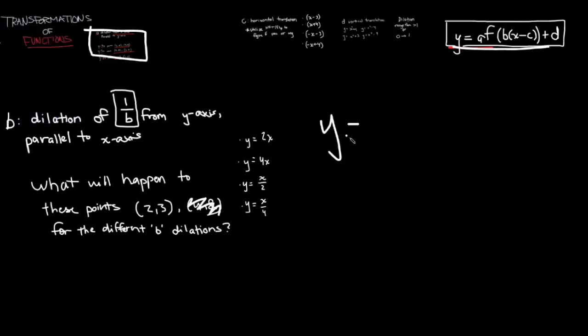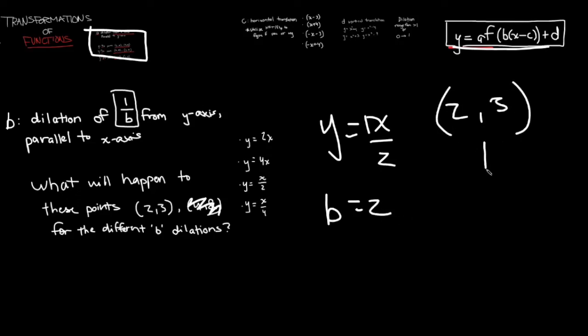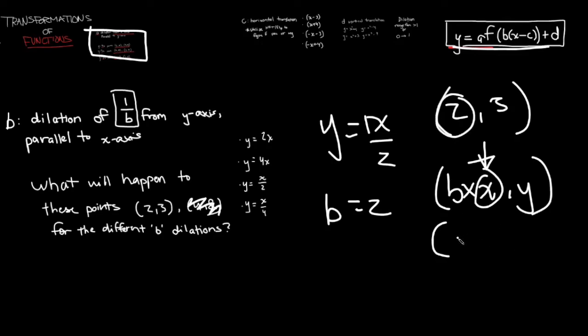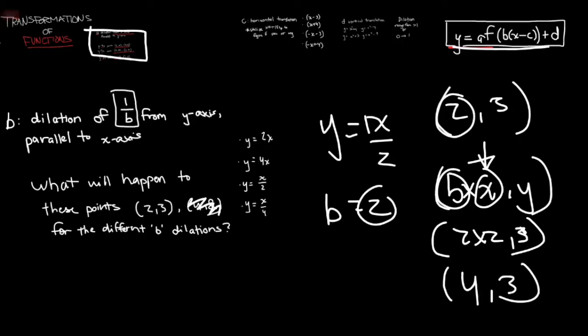So let's do y is equal to x over 2. We identified that after putting 1 over 2 is equal to 1 over b, we found that b is equal to 2. Therefore, 2 and 3 are now multiplied, remember, where b times x, y. So, since x is equal to 2, and b is equal to 2, it's 2 times 2, and y is equal to 3. So the newly transformed coordinates are 4 and 3, instead of 2 and 3.